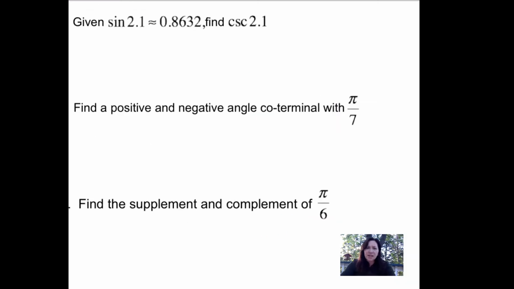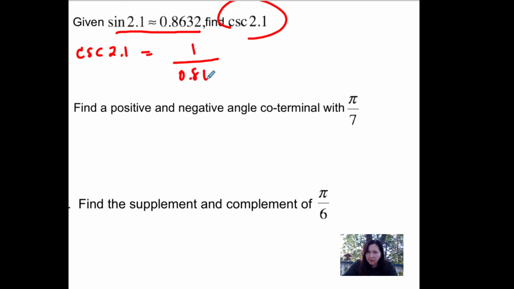The next question says, given sine of this equals 0.8632, find cosecant. Now keep in mind, cosecant is a reciprocal of sine. So if sine of 2.1 is this, then the reciprocal, which is cosecant of 2.1, is equal to 1 over 0.8632.